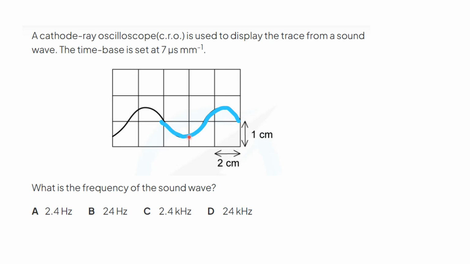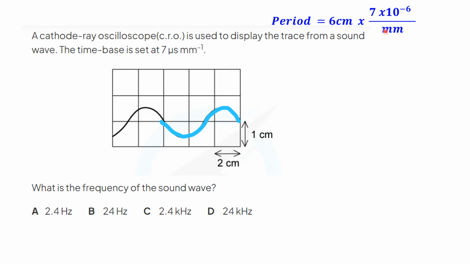So we have 1, 2, 3 boxes, right? Each box is 2 centimeters. So this one cycle will be 6 centimeters times the time base, which is 7 times 10 to the minus 6, because micro is a prefix, and here it is replaced by its multiplier, which is times 10 to the minus 6, per millimeter.